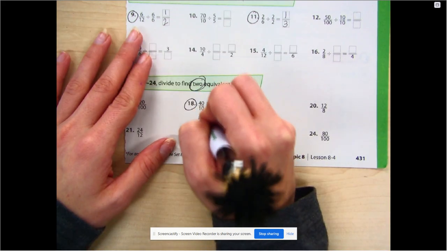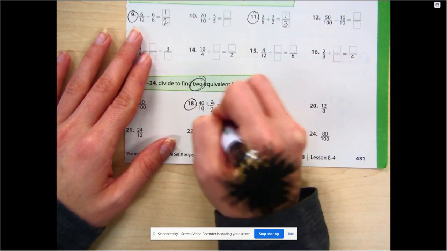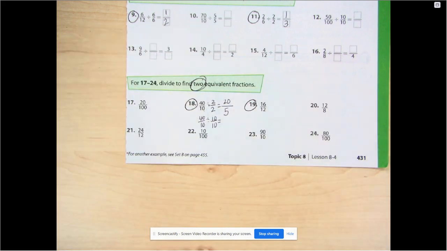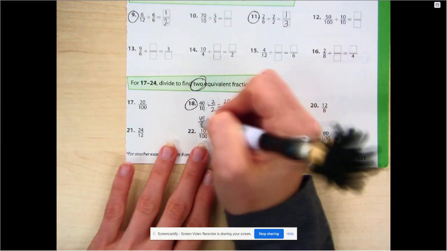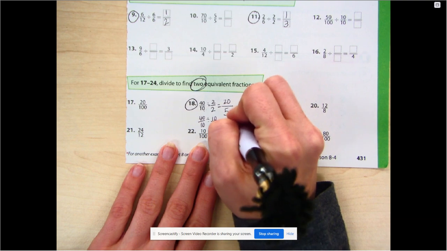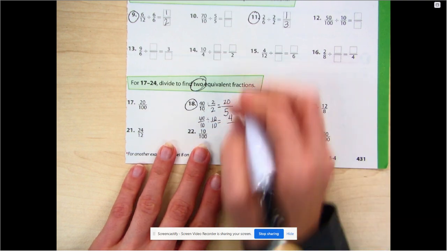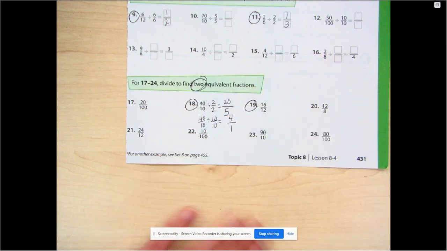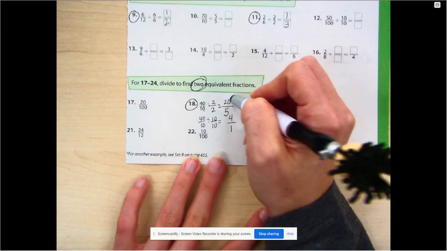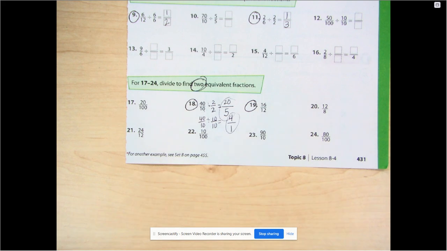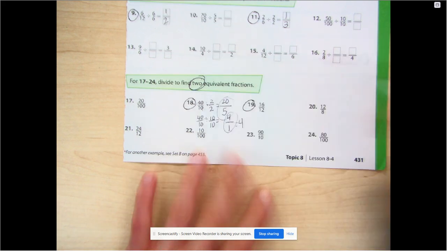So on your paper, I'd like you to write this along with me. Let's divide 40 over 10 by 10. What we do to the top, we do to the bottom, and then we work straight across. 40 divided by 10 is 4, and 10 divided by 10 is 1. So 2 equivalent fractions are 20/5 and 4 over 1, which actually equals just 4.